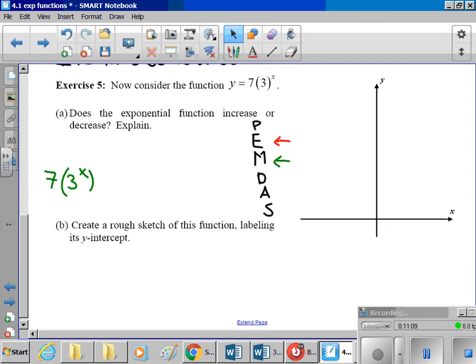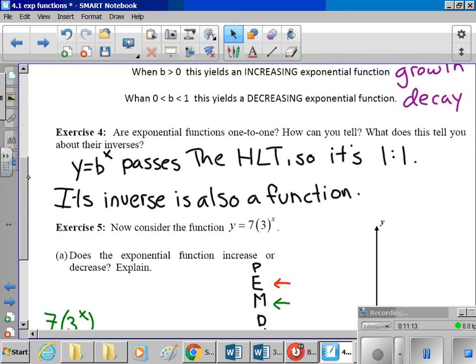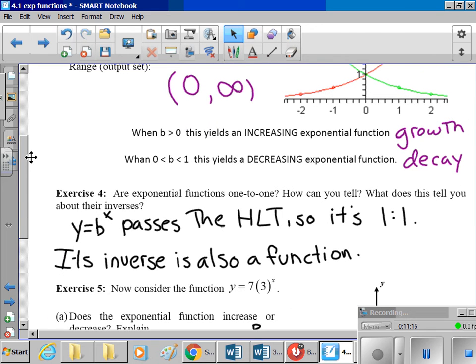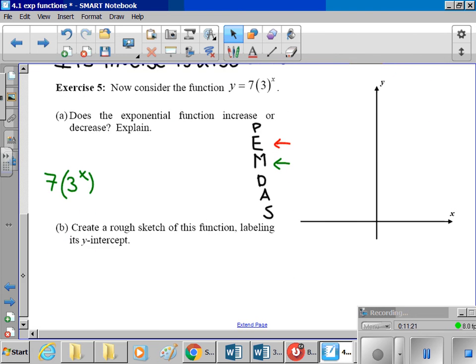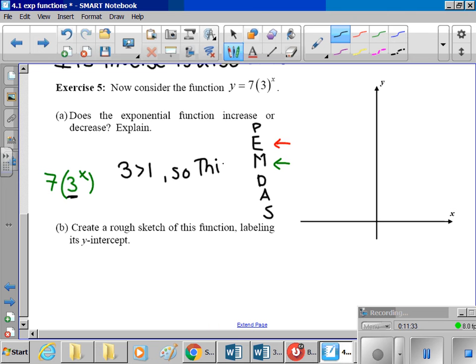So is this increasing or decreasing? Explain. All right, well, if we look above, when b is greater than 1, we have an increasing function. What's my b? What am I raising to the power of x? That's going to be my 3. So since 3 is greater than 1, this is increasing.